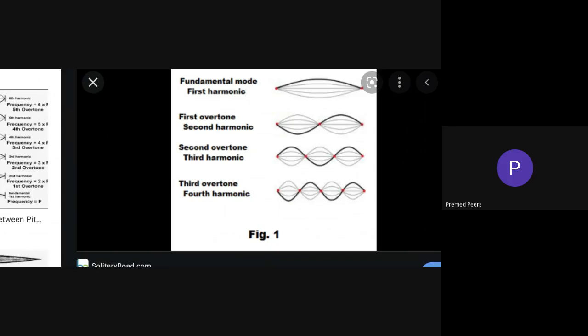Are you there? Oh, sorry, I was muted. Yeah, this is what I was talking about. But I just didn't understand what was going on. Like, what does an overtone mean? I think it's just a definitional thing. So see how the second harmonic is the first overtone.